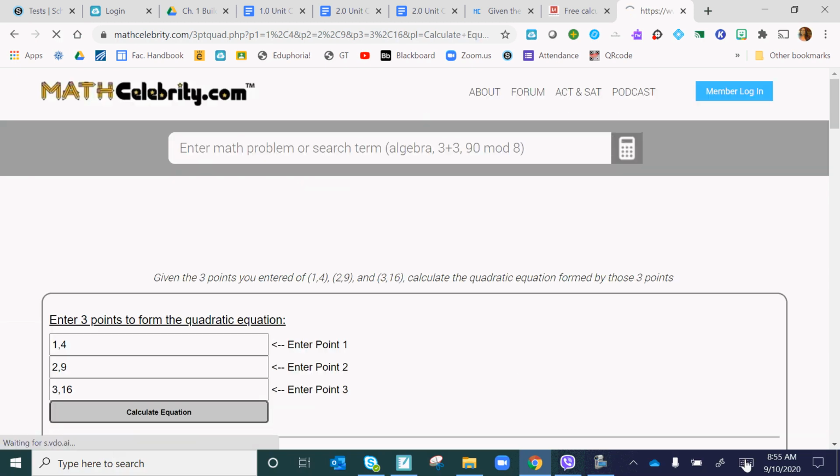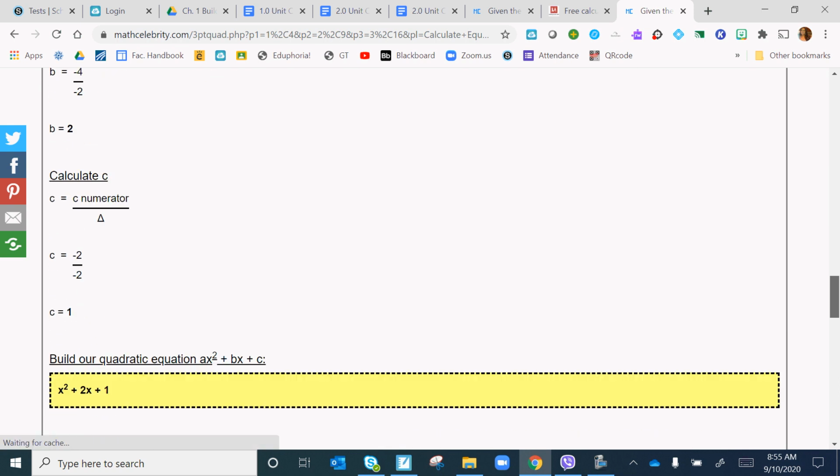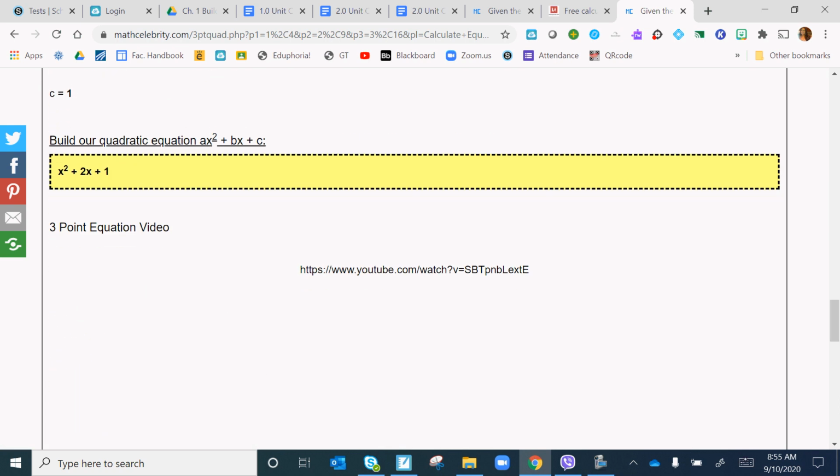All I have to do is click calculate equation. Scroll down to the bright yellow box. There it is right there. There's my rule right there. X squared plus 2x plus 1.